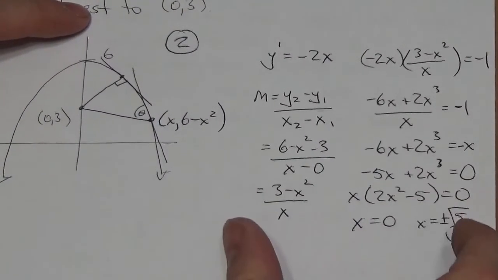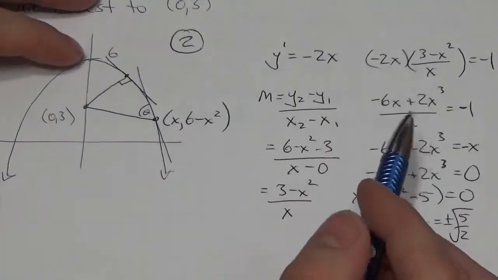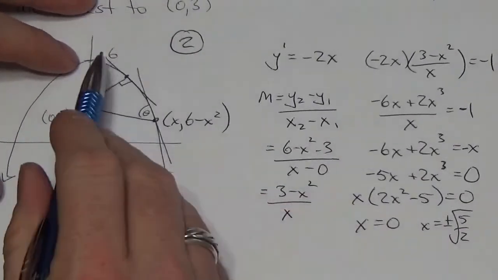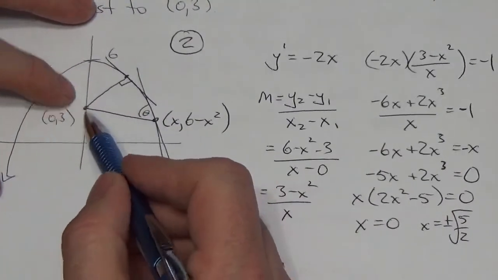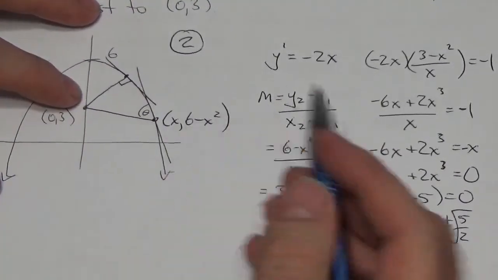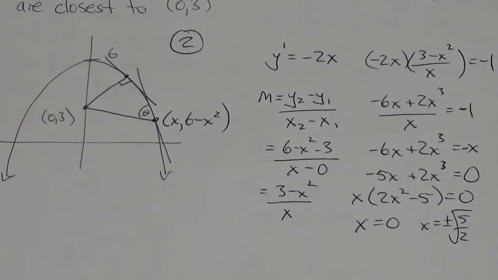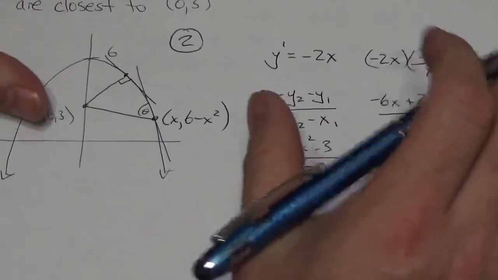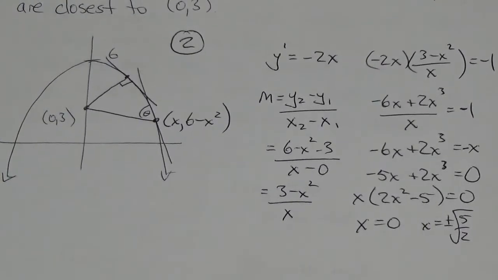So this method here is a little quicker, okay? But it requires you to make a connection here between the slope of the tangent and the slope of that line segment connecting that point to the point of tangency. Knowing something about the perpendicular slopes, which you should know, by the way. But it's not quite as obvious as just finding an expression for the distance, taking the derivative and setting that equal to 0. So either one.